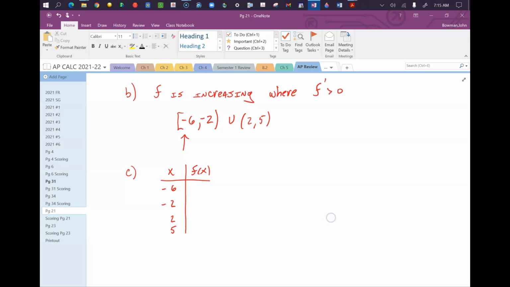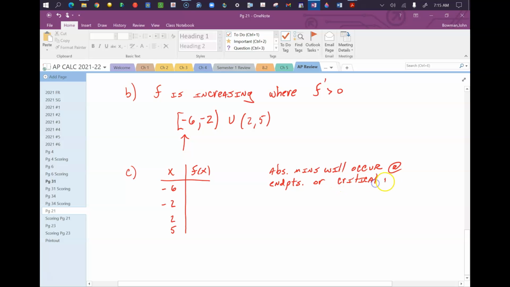Now, before we get started, we have to justify how we know to use those points. So absolute minimums will occur at endpoints or critical values. And then we have to evaluate f of x at these various values.